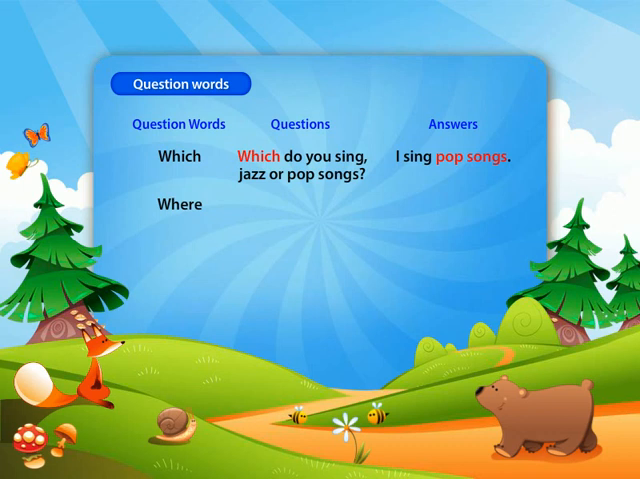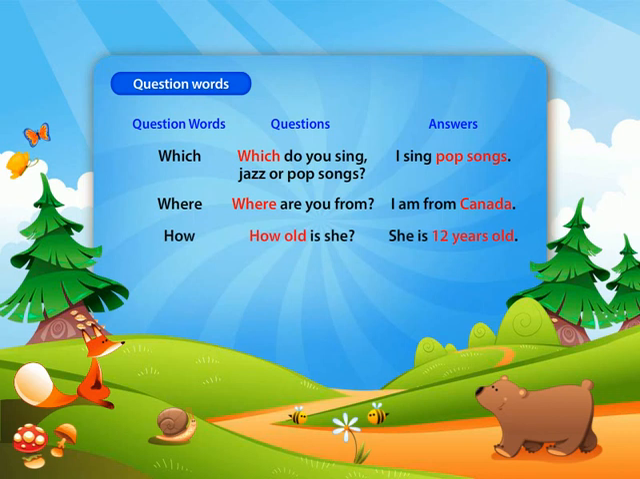Where is a question word that is used to ask about places? Where are you from? I am from Canada. How is used to ask about the way things are done or to talk about quantity.